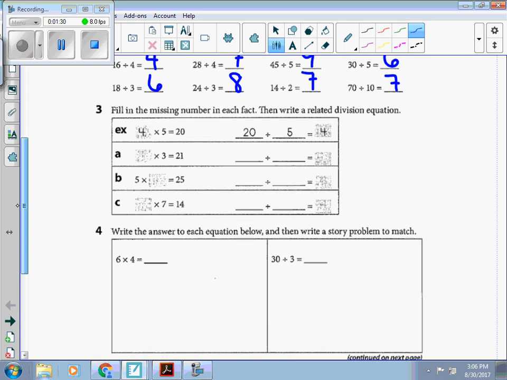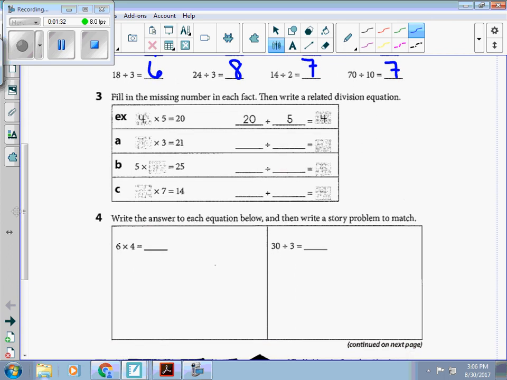Number 3 says fill in the missing number in each fact, then write a related division equation. So I know 7 times 3 is 21, which means 21 divided by 3 equals 7.